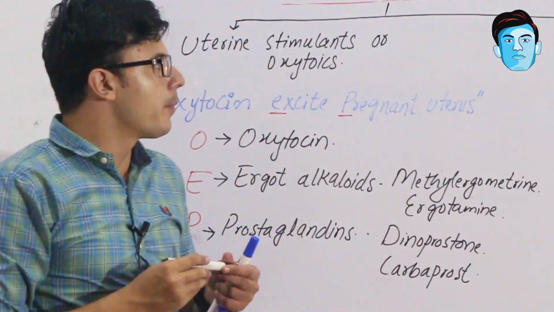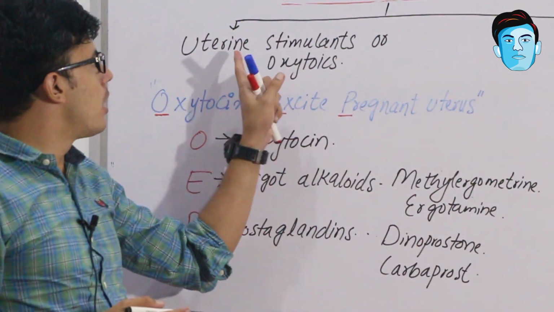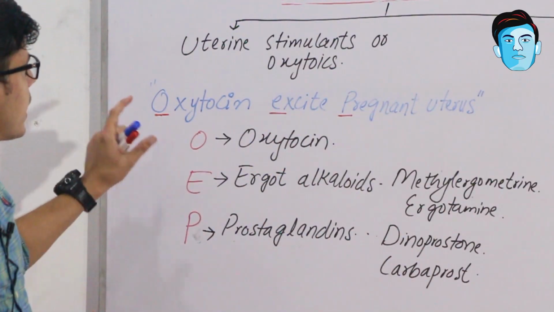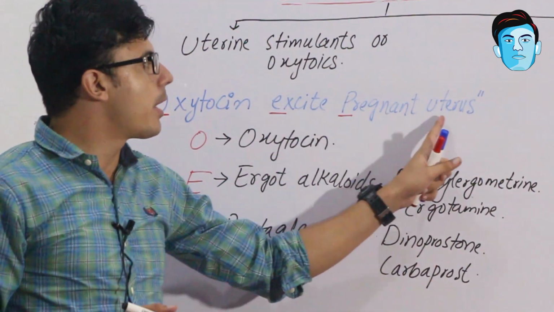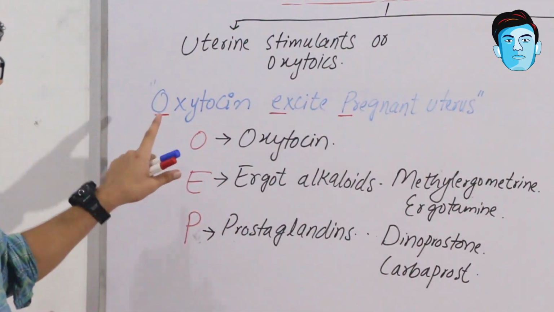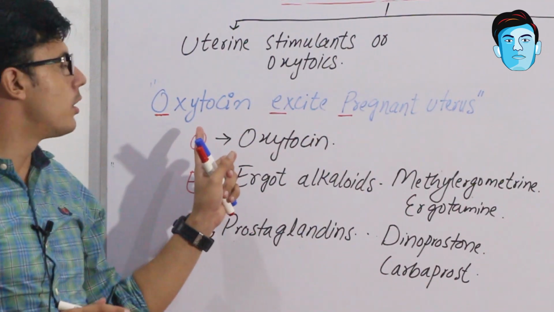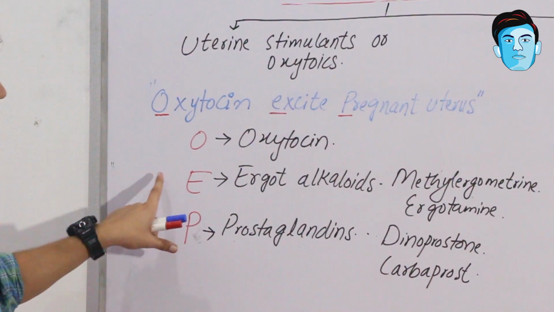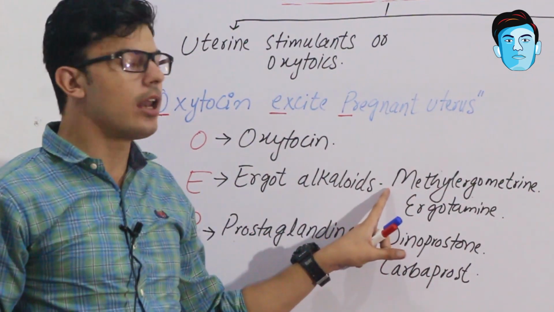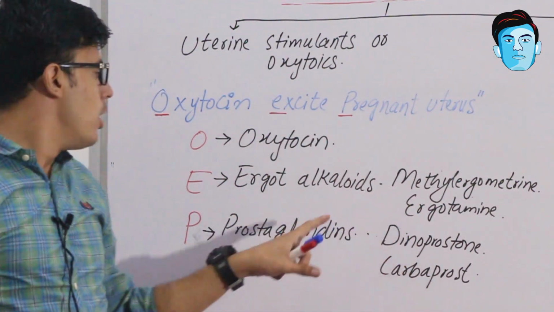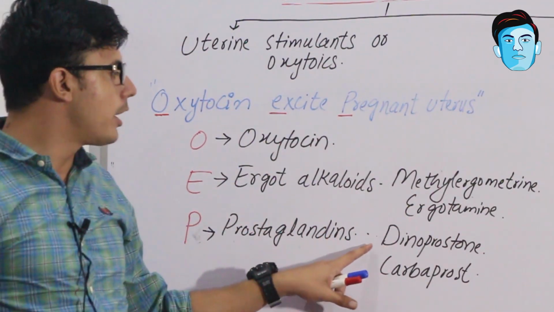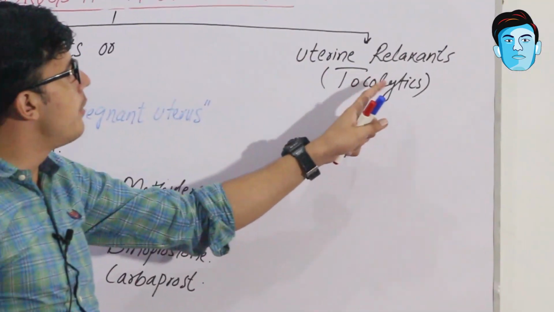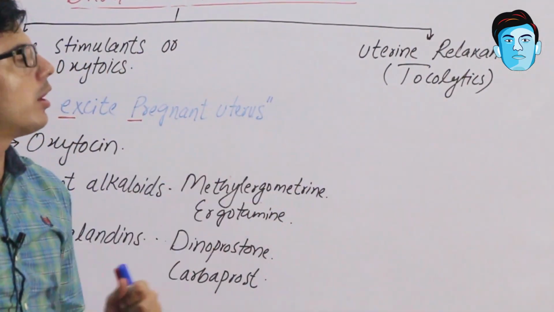So it is worth noting the drugs that come under the class of uterine stimulants. You need to recall the sentence: oxytocin excite pregnant uterus. O stands for oxytocin, E stands for ergot alkaloids containing methylergometrine and ergotamine, and P stands for prostaglandins containing dinoprostone and carboprost. Now let's talk about the uterine relaxants. Uterine relaxants are also called tocolytics.